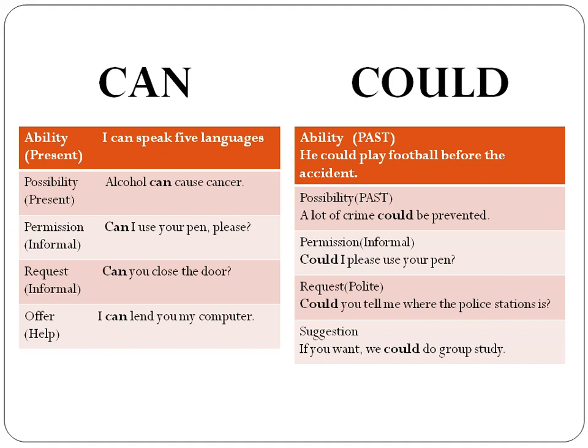Now let's have a look at the examples. For ability with can, we can say I can speak 5 languages. For ability in the past, we could say he could play football before the accident.